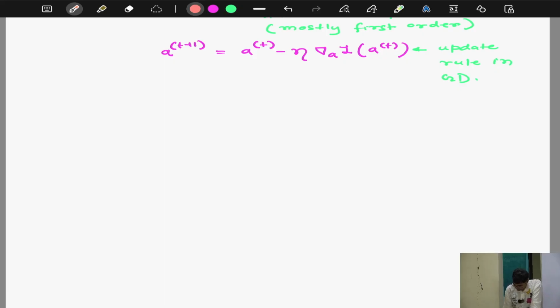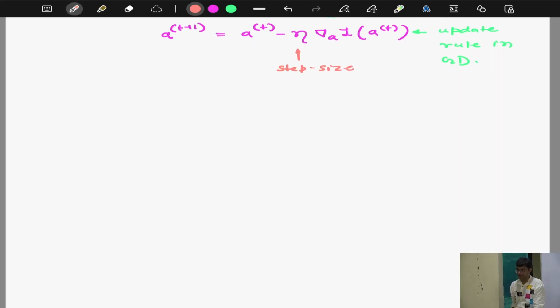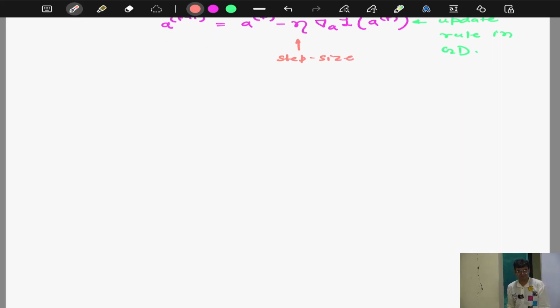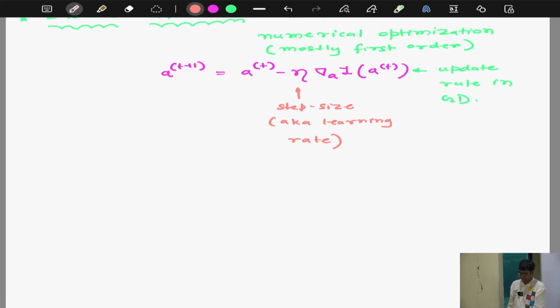So this is my, as I said, step size. Let me write it at least once. I should use the proper optimization term. Anyways, I am going to use learning rate for the whole course, but at least once I should use the proper term. Okay, but aka learning rate. Okay.